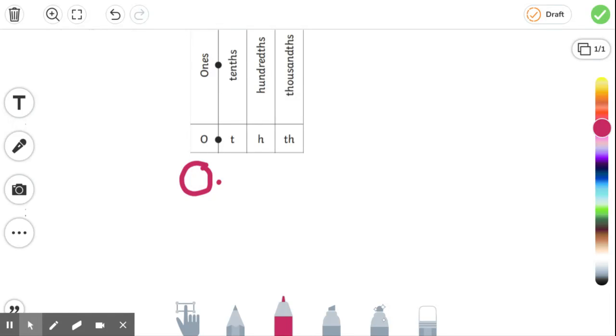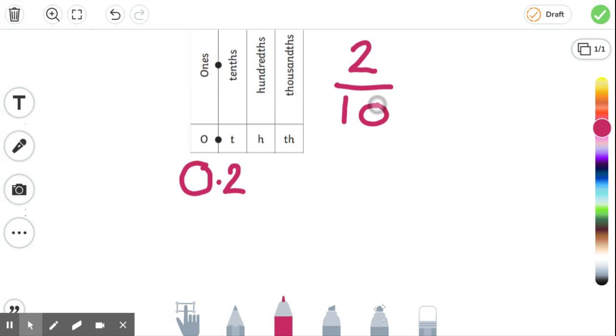Okay, so we're going to move on a little bit from our fractions and decimals to have a little look at equivalent fractions. So we're going to start with looking at 0.2. If we were to convert that into a fraction, we're looking at the 2 being in the tenths column, so we're looking at that being 2 tenths.